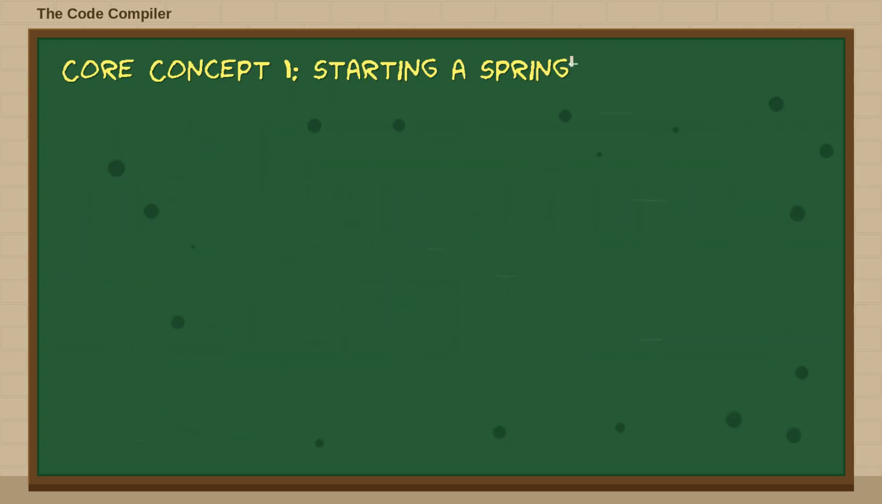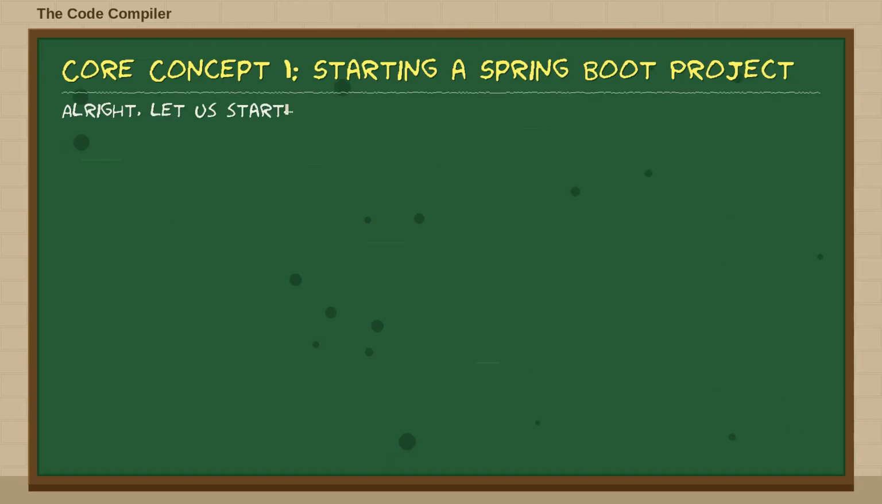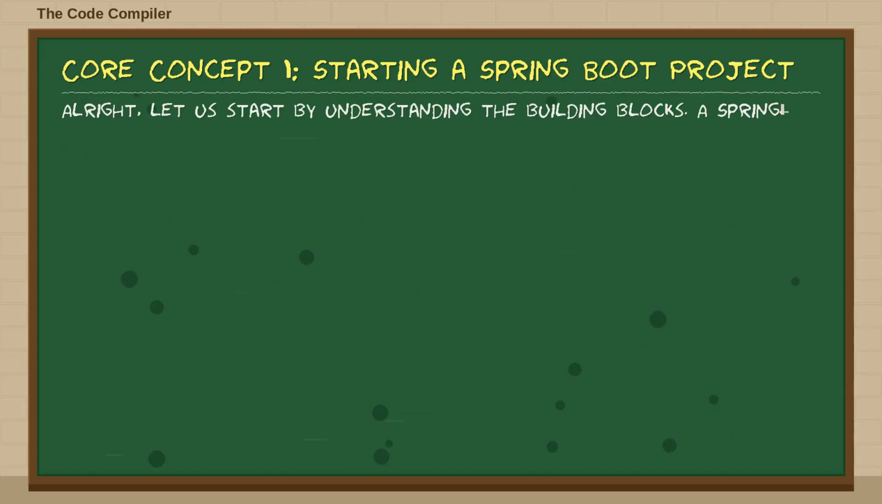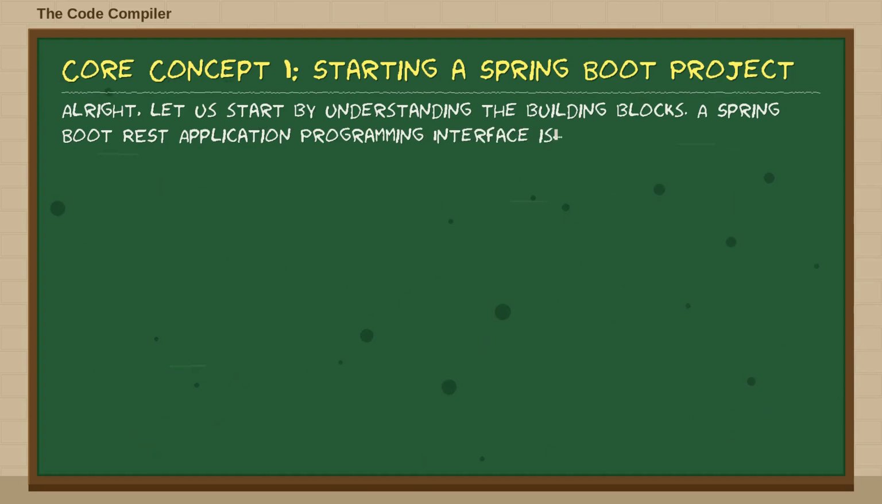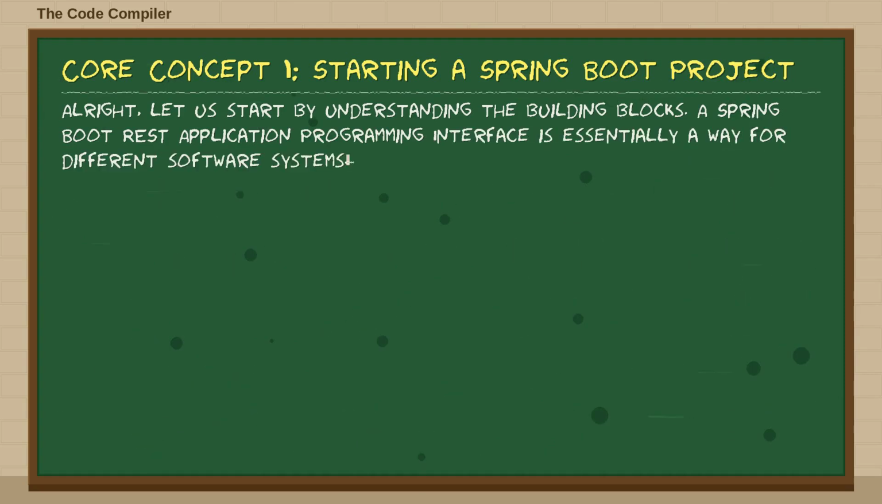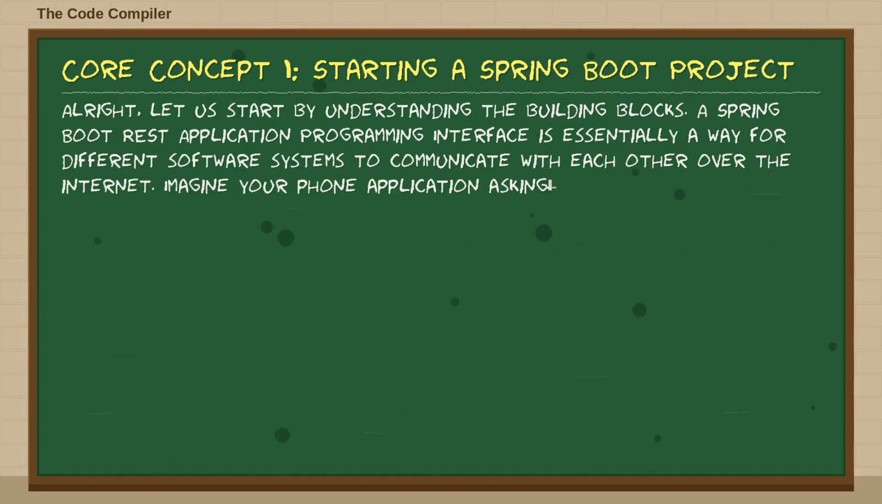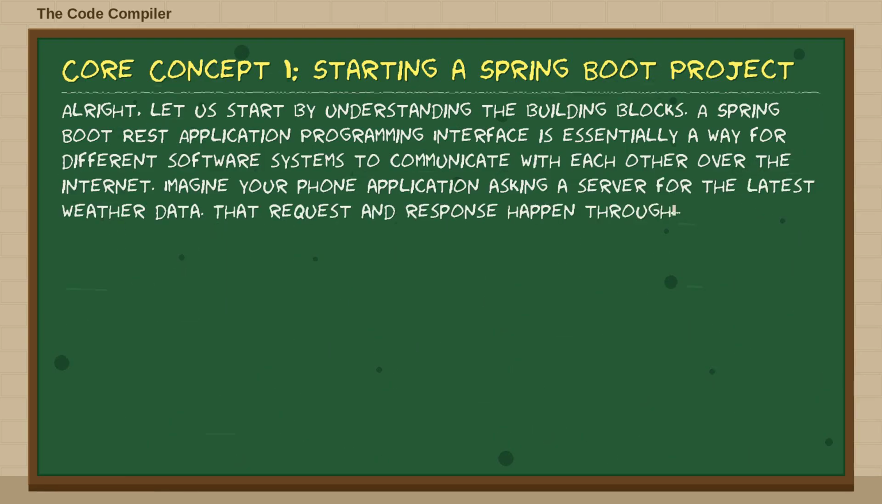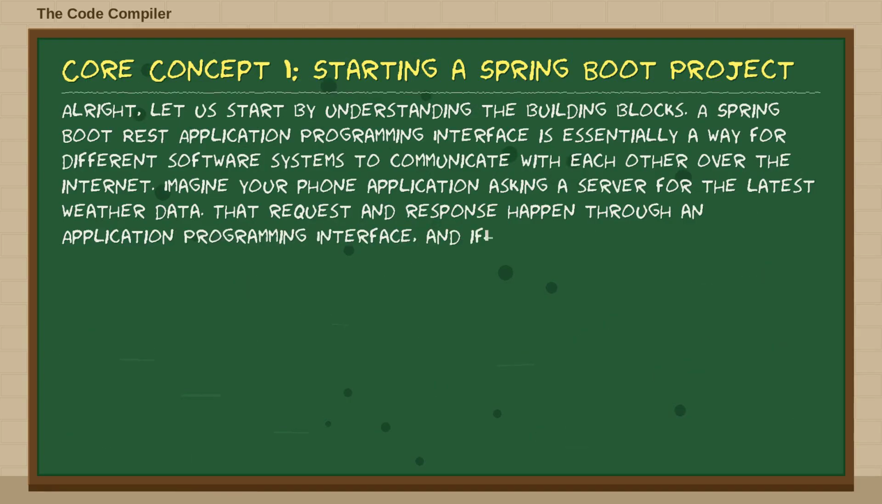Alright, let us start by understanding the building blocks. A Spring Boot REST application programming interface is essentially a way for different software systems to communicate with each other over the internet. Imagine your phone application asking a server for the latest weather data. That request and response happen through an application programming interface, and if it follows the representational state transfer architectural style, we call it a REST application programming interface.